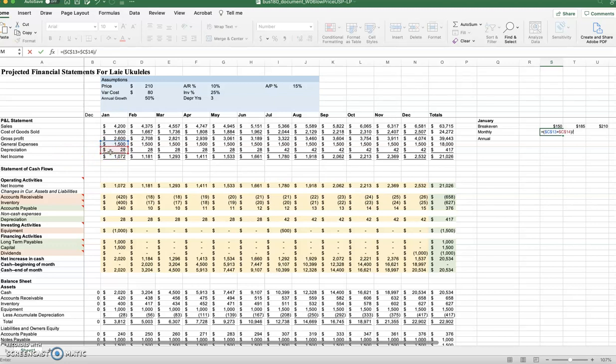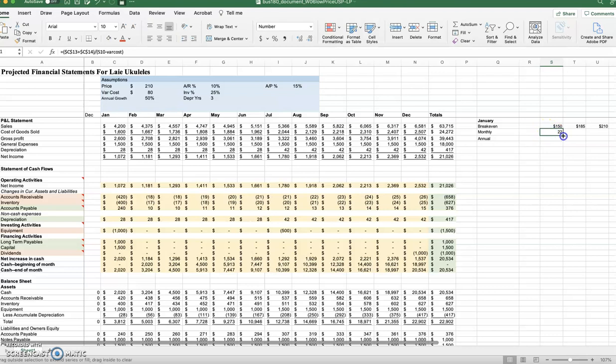And then we divide this by the price, the revenue per unit, minus the variable cost. And then we put that in parentheses as well. So I forgot to do that over here. And then we hit return. And there we are. We have 22 units need to be sold in the month of January before breaking even.